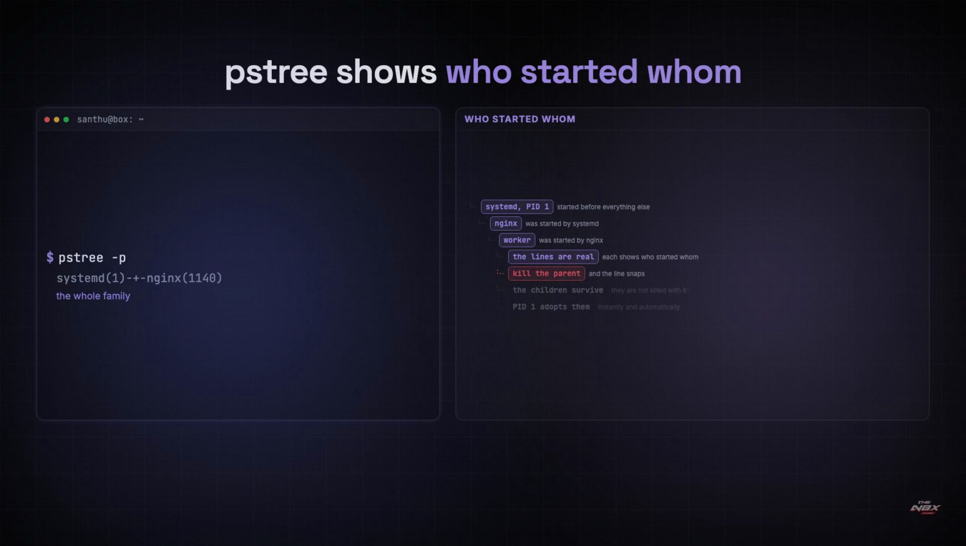Now kill a parent in the middle and the line to it snaps, but its children aren't killed along with it. Instead, process 1 adopts them, immediately and automatically. Nothing is ever left without a parent, which is exactly how a job can outlive the shell that launched it. Whenever a process seems to have no parent, pstree shows you it was adopted rather than orphaned.